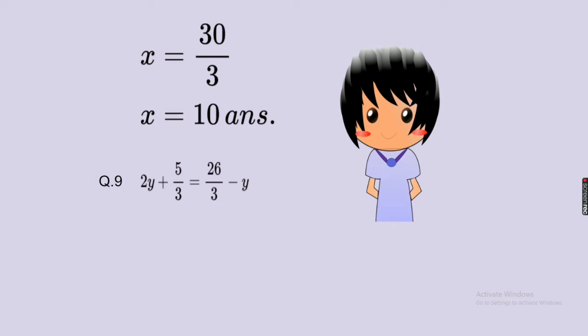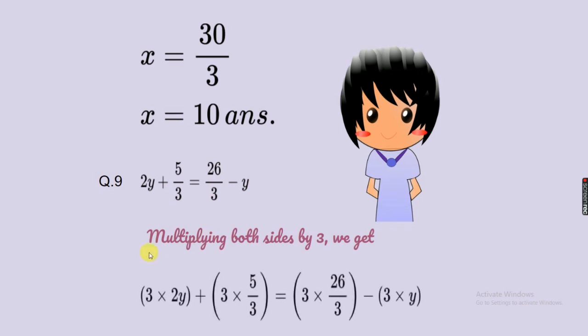Let us try one more example for the better understanding of yours. Here we are having 2y plus 5 upon 3 is equal to 26 upon 3 minus y. Now you can see that here the denominator is 3. When we multiply this equation with 3 on both the sides, this denominator would vanish. So let us do. Multiply both sides by 3.